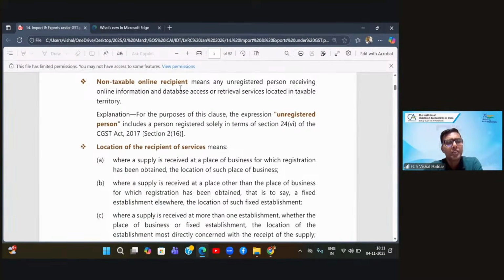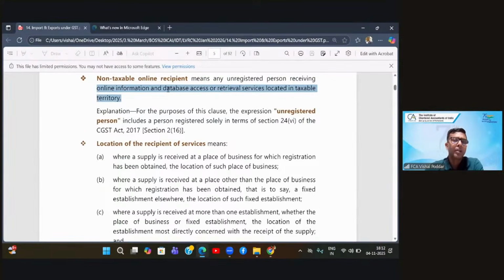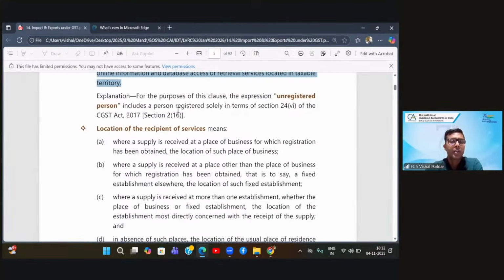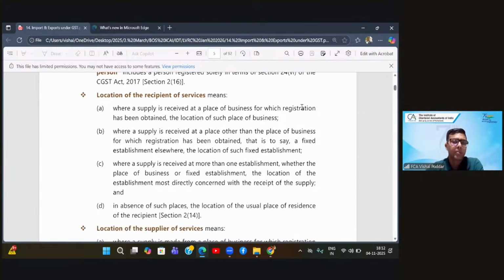What is important is when this will be taxable to the foreign supplying company or supplier: when the recipient is a non-taxable online recipient. So who is this person? It means that the person is unregistered and is receiving online information or online database access or online database retrieval services, and this person is located in India. So the recipient is in India, the recipient is unregistered, and this recipient is receiving online information, or is accessing or retrieving a database online. For the purpose of this clause, the expression unregistered includes a person who is solely registered under section 24(7) of the Act, that is, for the purpose of TDS-TCS.